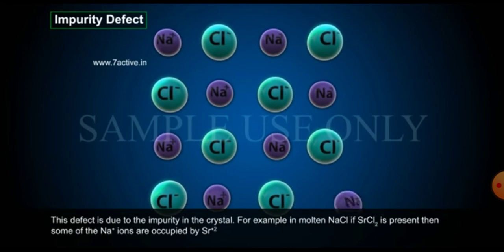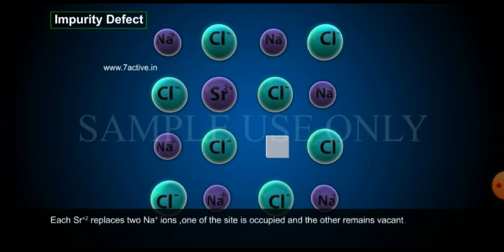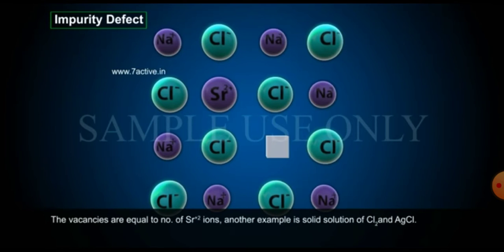For example, in molten NaCl, if SrCl2 is present, then some of the Na+ ions are occupied by Sr2+. Each Sr2+ replaces 2 Na+ ions. One of the sites is occupied and the other remains vacant. The vacancies are equal to the number of Sr2+ ions. Another example is a solid solution of Cl2 chlorine and AgCl silver chloride.